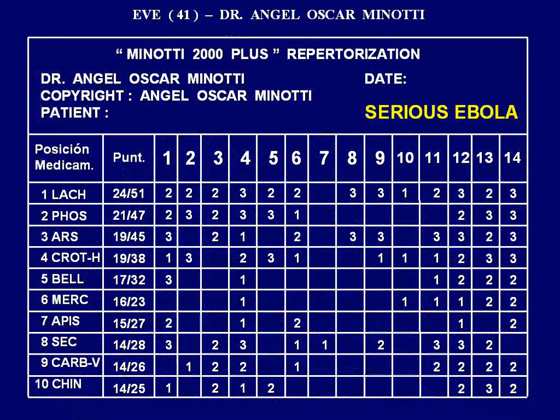First of all, Lachesis. Second, Phosphorus. Third, Arsenicum album, Crotalus horridus. Fourth, Belladonna.